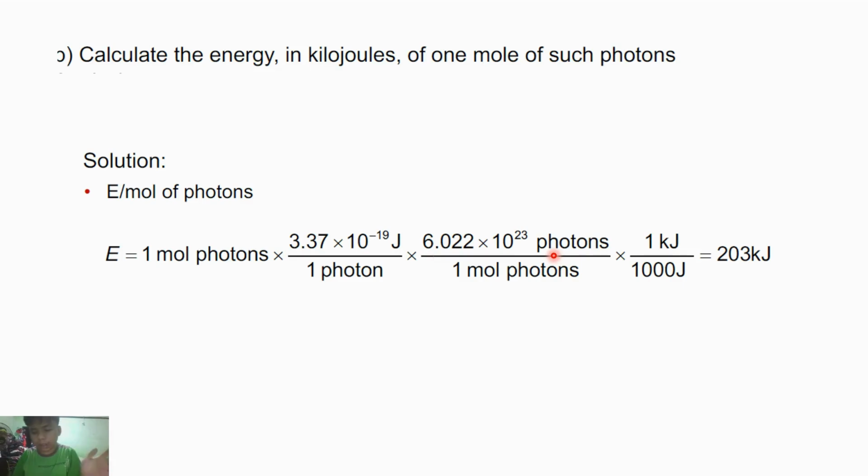You might be asking, why are we using Avogadro's number? Again, Avogadro's number denotes atoms or molecules, and this can also be related to energy or photons. Per 1 mole of photons, we have 6.022 times 10 to the power of 23 photons. This is just a basic stoichiometry problem. You can cancel the units, and you arrive at this value right here.